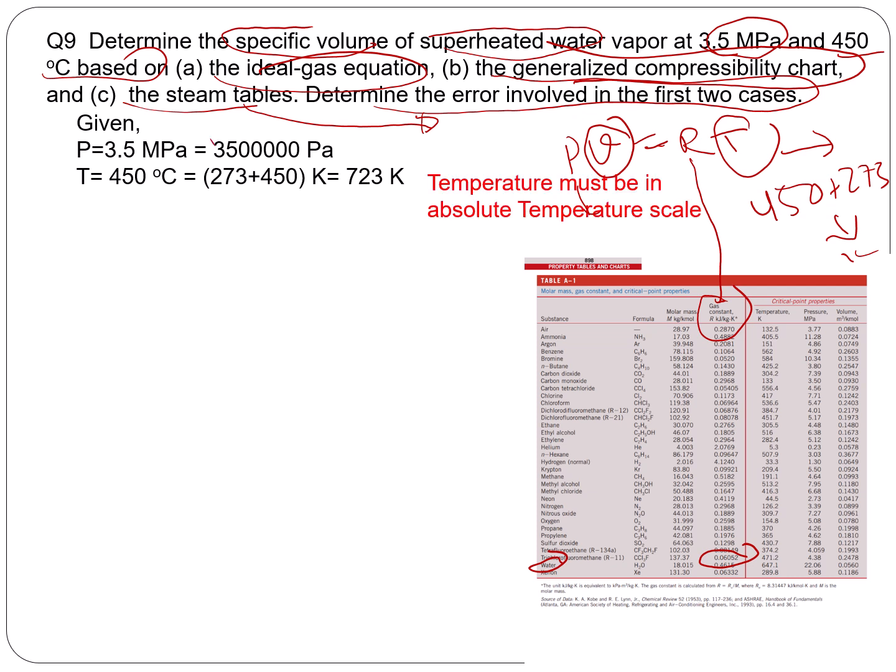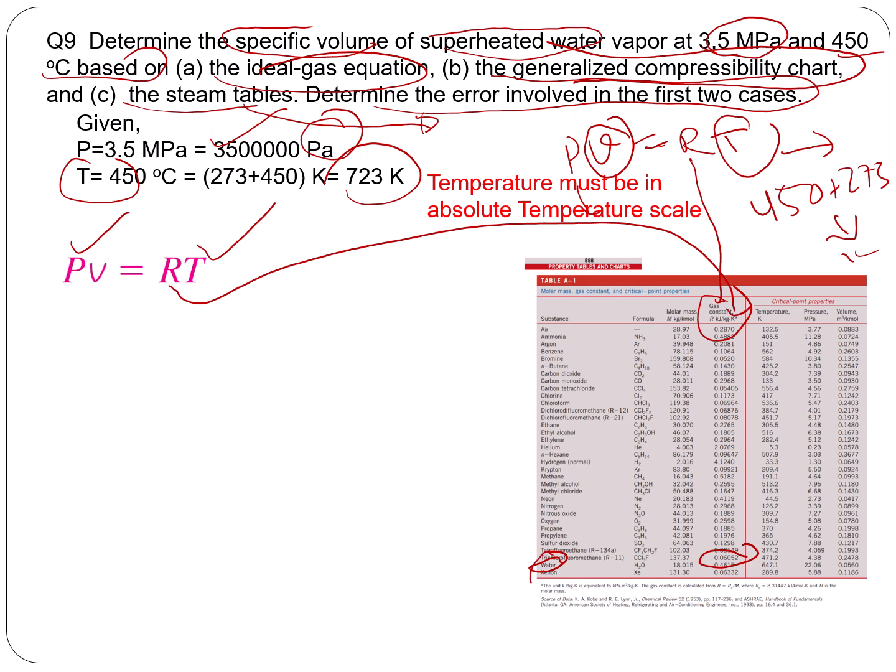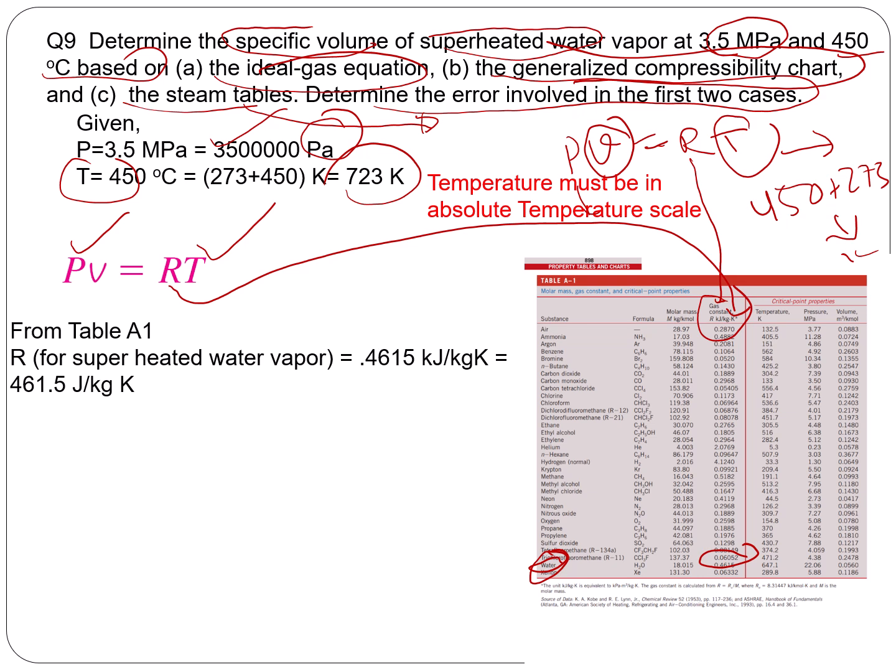Pressure is given, always convert to basic unit. Temperature has to be in Kelvin. So this is the equation. Pressure is known, temperature is known in Kelvin, and the R value you get from table A1 for water. Again, you need to convert this to basic unit. If you see here it's kilojoule, so convert kilojoule to joule by multiplying with 1000. So this becomes 461.5 joule per kg per Kelvin.